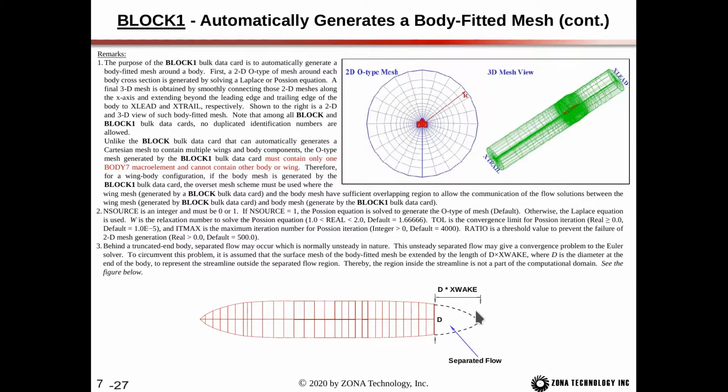And then for our wake here, behind the truncated in-body, the separated flow may occur, which is normally unsteady in nature. The unsteady separated flow may give a convergence problem to the Euler solver. So to circumvent this, it's assumed that the surface mesh, the body-fitted mesh, is extended by a length of d times x wake, where d is the diameter at the end of the body, which represents the streamline outside of the separated flow region. Therefore, the region inside the streamline is not part of the computational domain.